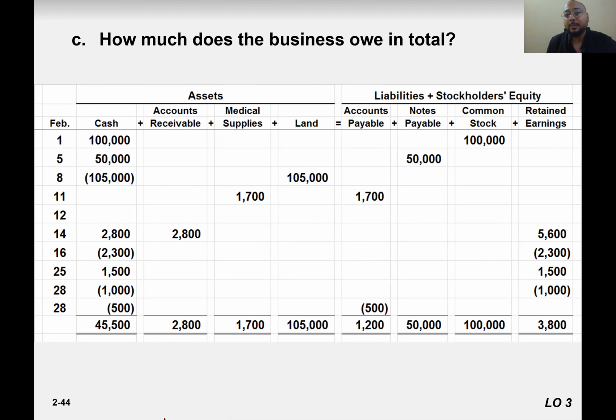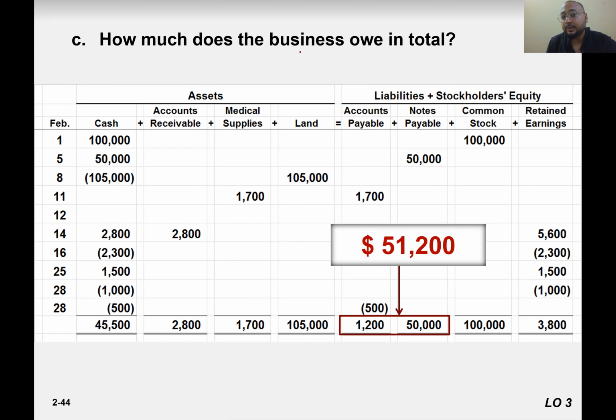So how much does the business owe in total? We are talking about what the business owes in total, not owns. Owe means the business has to pay to outsiders. How much total? Total liabilities. Under this head, we have the accounts payable account and the notes payable account. So total 51,200.